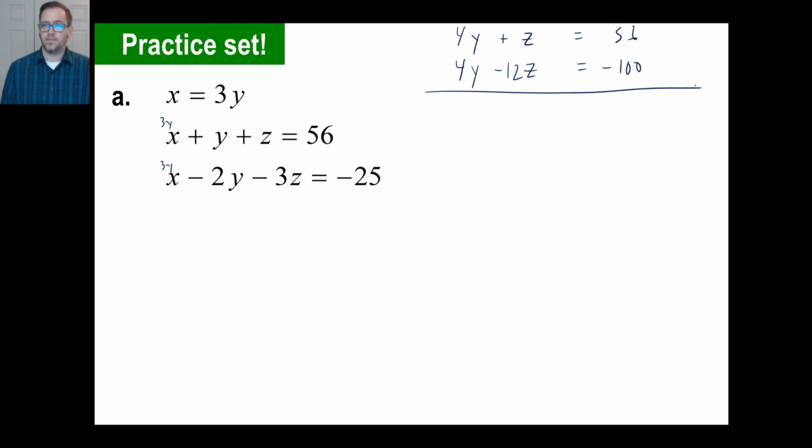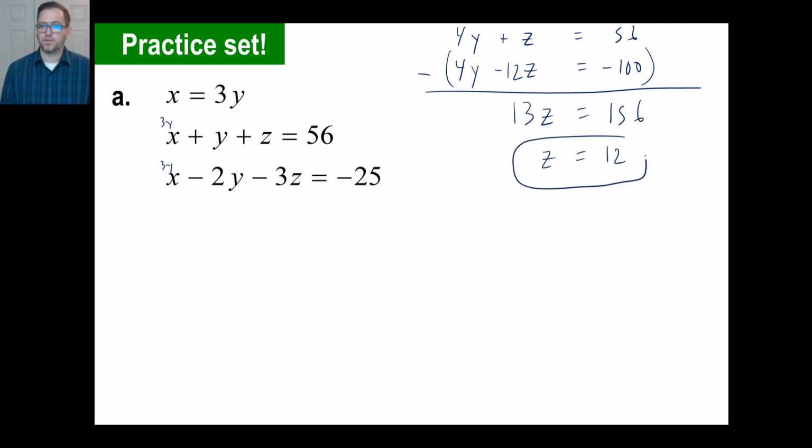Then I will subtract this. Subtract all the way across. So z minus negative 12z is the same thing as z plus 12z. 56 minus negative is plus. So z is equal to, and of course I don't expect you guys to know your 13s tables, but there's your z, that's 12.